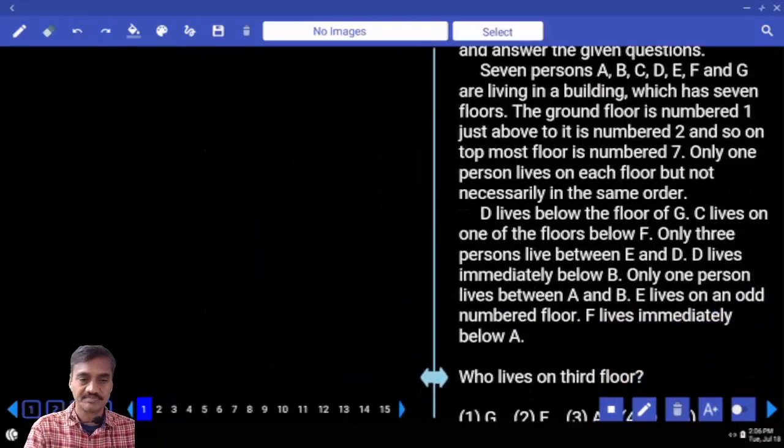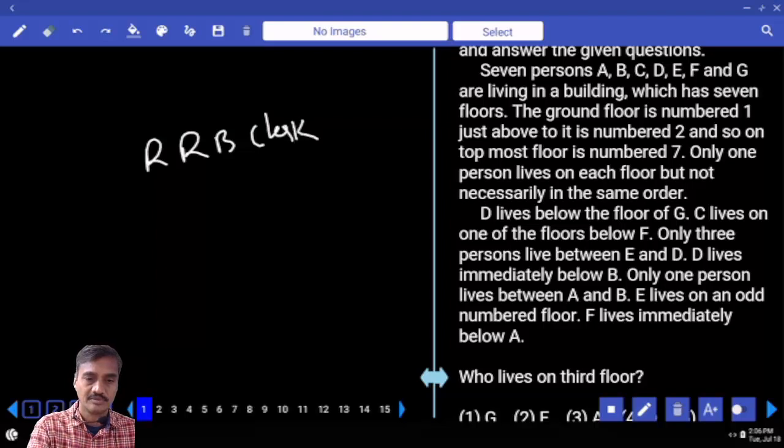RRB Clerk Prelims. RRB Clerk Prelims, paper number 86.